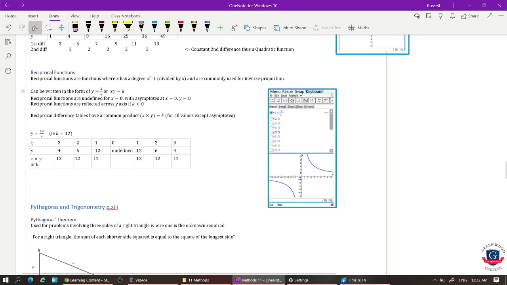And these equations are written in the form of y equals k on x, or xy equals k, where k is some constant. If k is less than 0, the function is reflected, and it would be here instead. If we put our reciprocal function into a difference table again, as you can see, x is going up by 1 each time. You can see that if we multiply x and y together, we get the same value for everything other than the undefined value where the asymptotes exist.